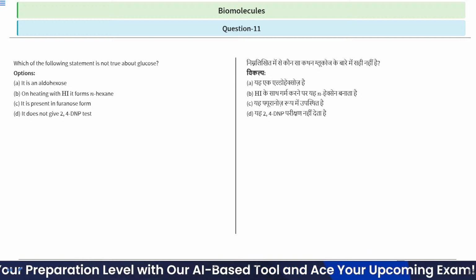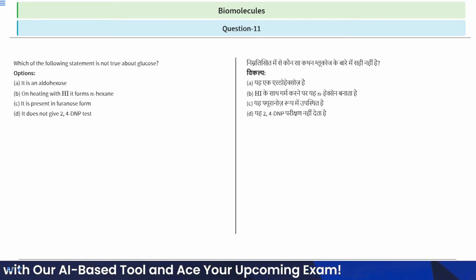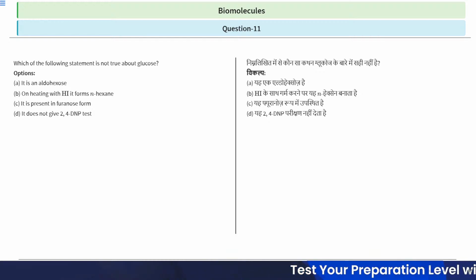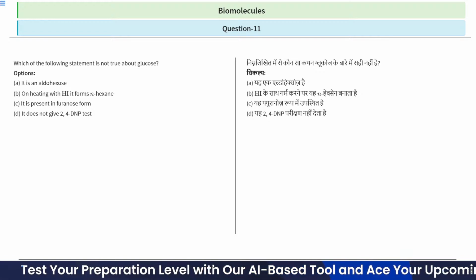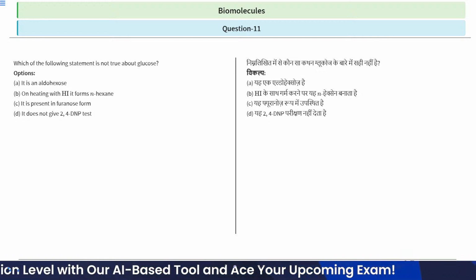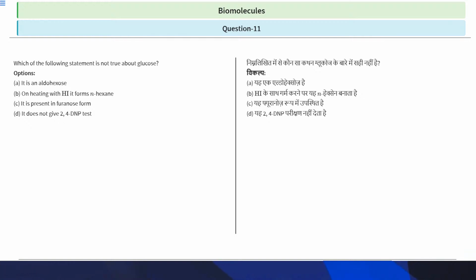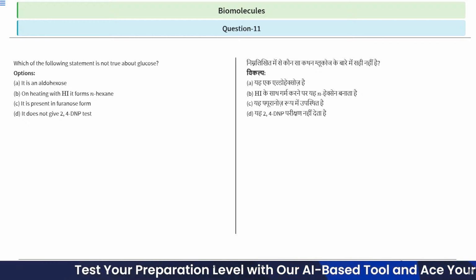Which of the following statements is not true about glucose? So we have to tell which statement from the given options is false about glucose. Options are: it is an aldohexose; on heating with hydrogen iodide, it forms n-hexane; it is present in furanose form; or it does not give 2,4-DNP test. You have to tell which statement is not true regarding glucose. You have 10 seconds to think about this question. After that, we will see the answer.